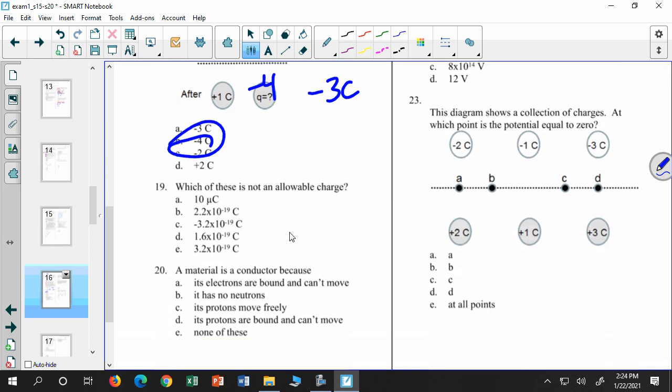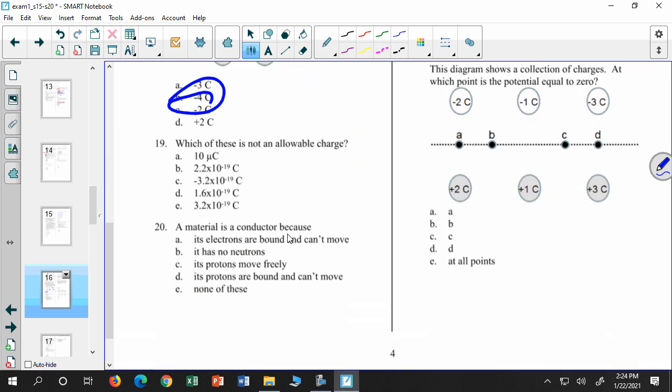Okay? We did one of these in class, but remember, an allowable charge is a charge that is an integer number of fundamental units. And the fundamental unit of charge is 1.6 times 10 to the minus 19 coulombs, plus or minus. Plus is a proton, minus is an electron. So for example, this is 1 proton. This is 2 electrons. This is 2 protons. This is a lot of protons.